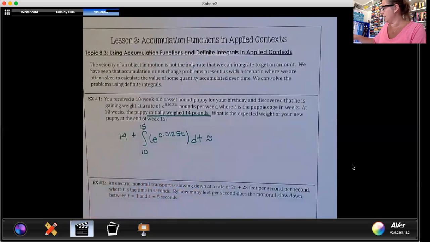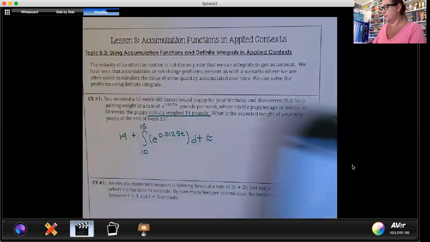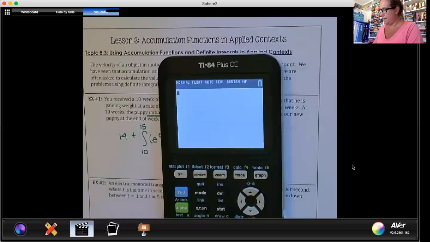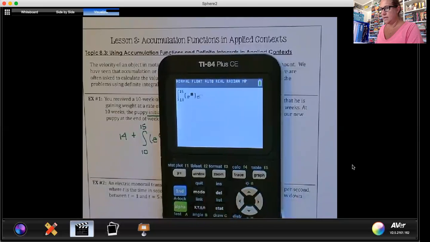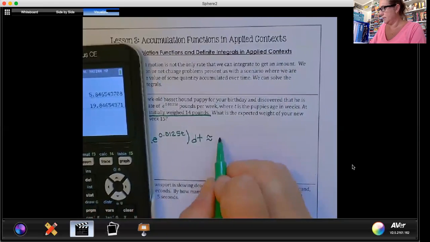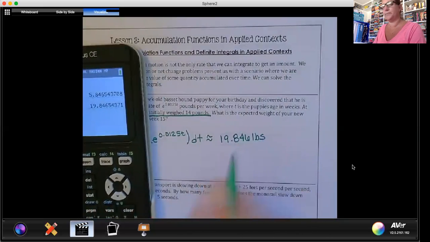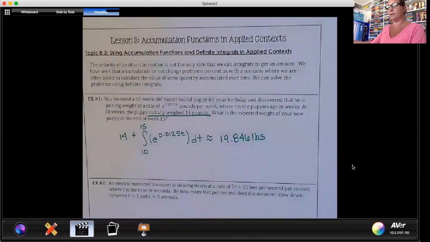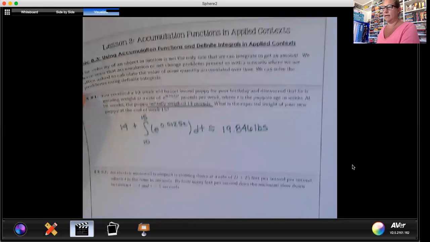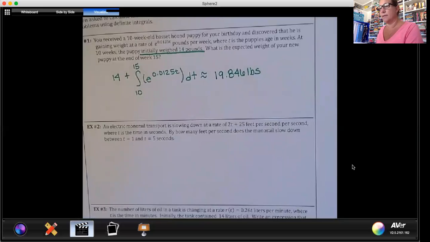And we know it's going to be an approximation because e is involved. So math 9 from 10 to 15 of e to the 0.0125x dx, plus 14, gives 19.846 pounds.